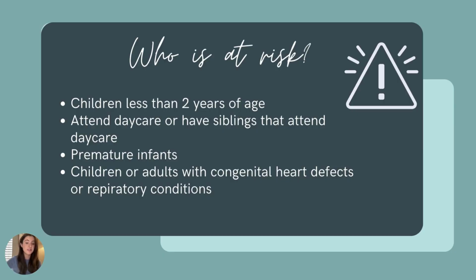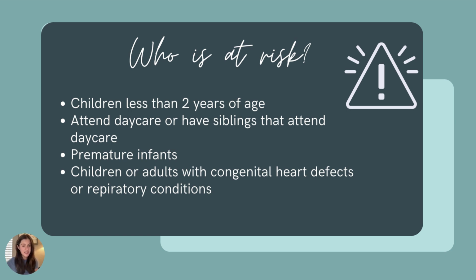Children less than 2 years of age are definitely at increased risk for getting RSV, and it tends to be more severe the younger that they are. Attending daycare or having siblings who attend daycare or school may lead to increased risk of exposure. We definitely need to think of our vulnerable populations here. Now, who might that include? Premature infants are at increased risk, babies less than 6 months old, children or adults with congenital heart defects and respiratory illnesses, and those 65 years or older.